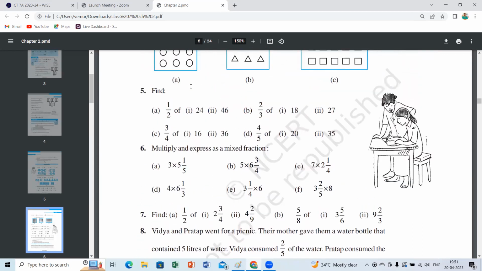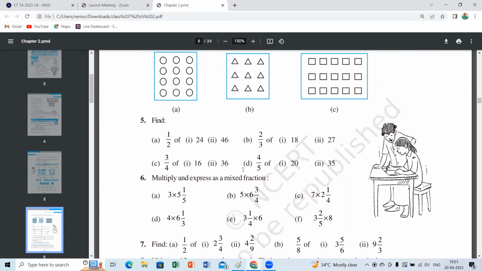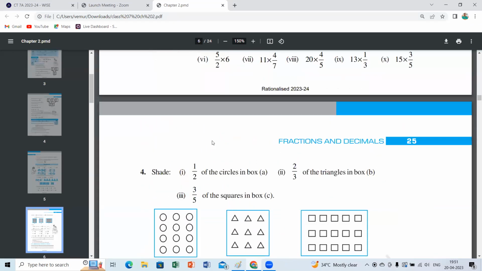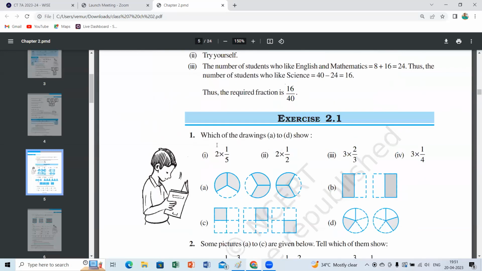Today's homework is the 5th bit. The first 4 bits are very simple. There are some pictures, some products of the fractions. You need to identify which picture represents which fraction. 1 out of 5, you have to see in which figure? 1 out of 5 is D.